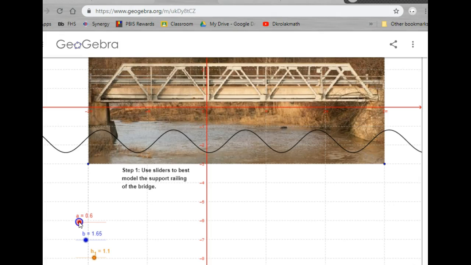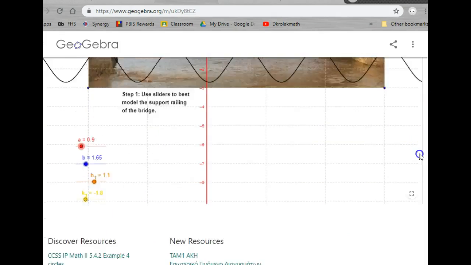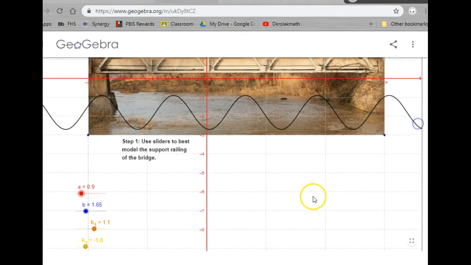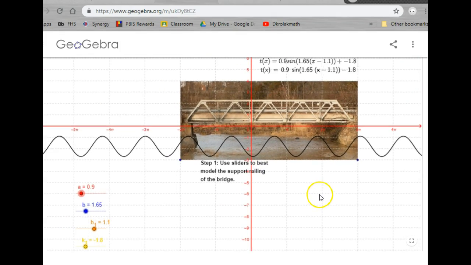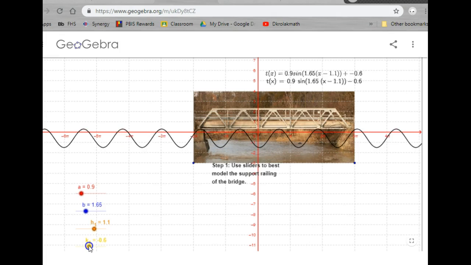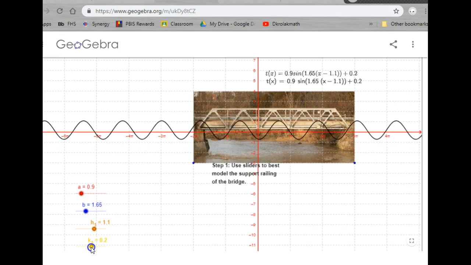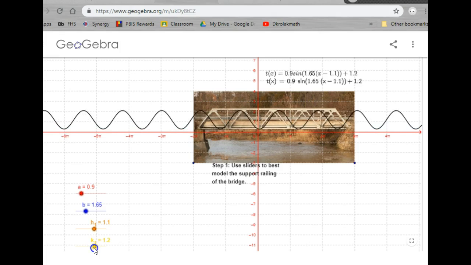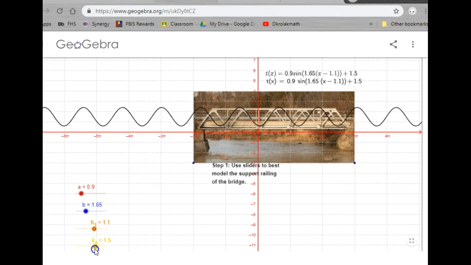Or I'm sorry, not the A. Which one do I move to slide it up? Let me see. I think I covered over the, yeah, this one outside here. In this case it's labeled K. So if we made that, it's really hard to read because it's yellow, but if I made that like 1.5, well, that's pretty close.